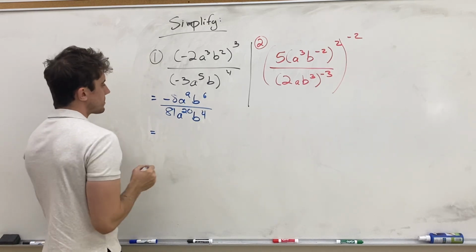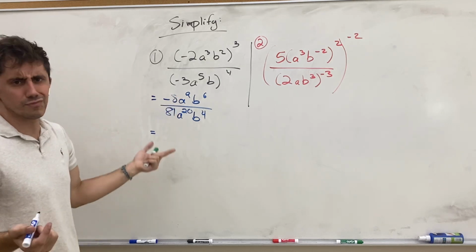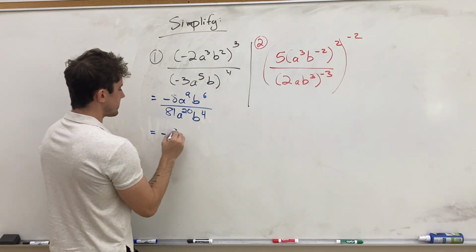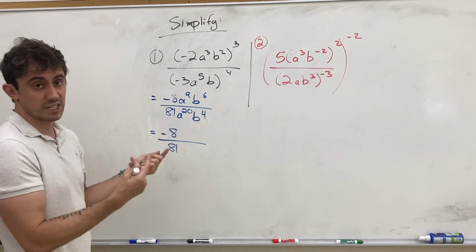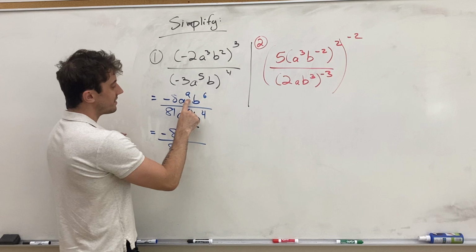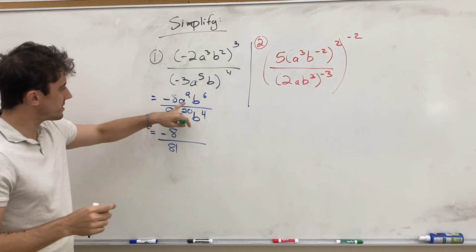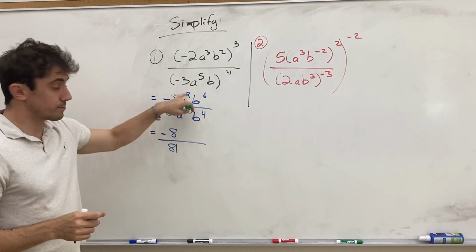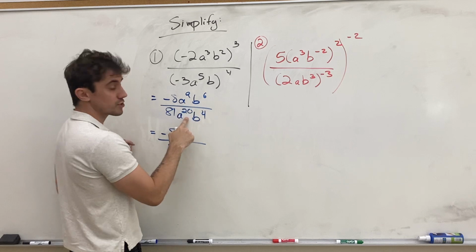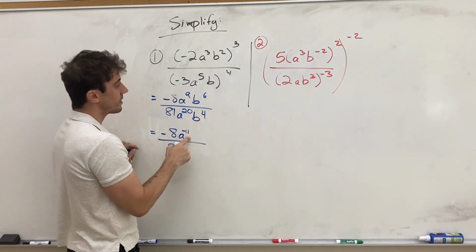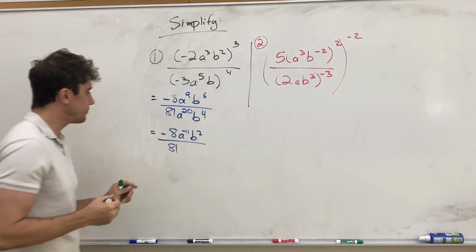And now we can simplify this a bit. -8 over 81. We can't simplify that, so let's make it as -8 over 81. And now we can use our exponent laws on the a's. So a to the 9 divided by a to the 20. When we have the same base and we divide, we subtract exponents. So that's a to the -11, 9 minus 20, a to the -11, right? And b to the 6 minus 4 means b to the positive 2, like so.